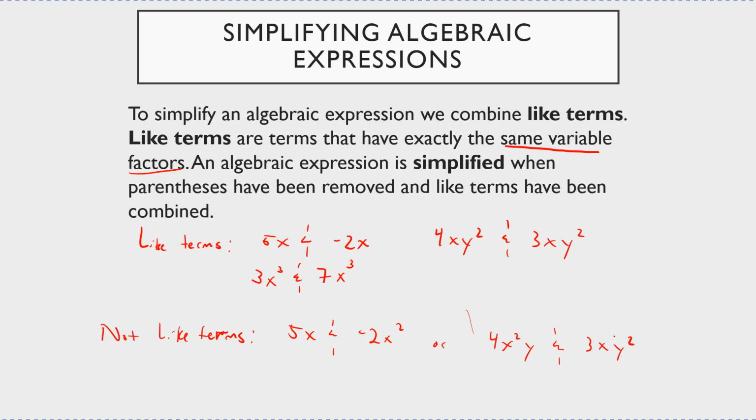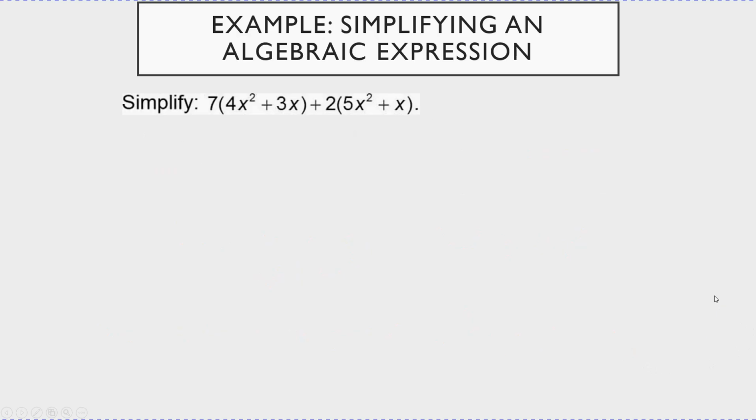Those things are like terms. So then what we can do is combine them. What that means is we can perform mathematical operations on them of addition and subtraction. All right, so let's just simplify these. So I have 7 times the quantity 4x squared plus 3x, plus 2 times the quantity 5x squared plus x. All right, so the first thing you're going to have to do to simplify this is distribute the 7 and 2. So distribute the coefficients outside the parentheses.